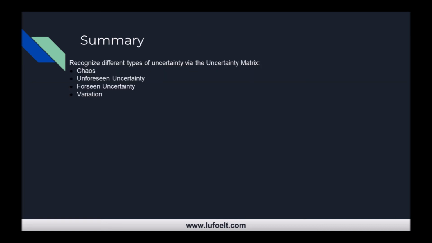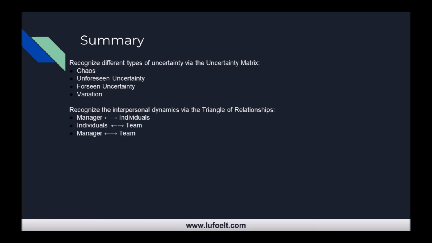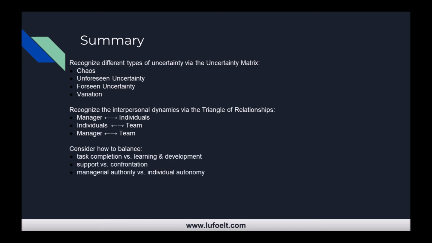All right. So let's summarize here. You need to recognize different types of uncertainty by using the uncertainty matrix. We talked about chaos, unforeseen uncertainty, foreseen uncertainty, and variation. You also need to recognize the interpersonal dynamics of the triangle of relationships. So you have manager to individual, individual to team, and manager to team. All right. And finally, you have to consider how to balance task completion versus learning and development, support versus confrontation, and managerial authority versus individual autonomy.